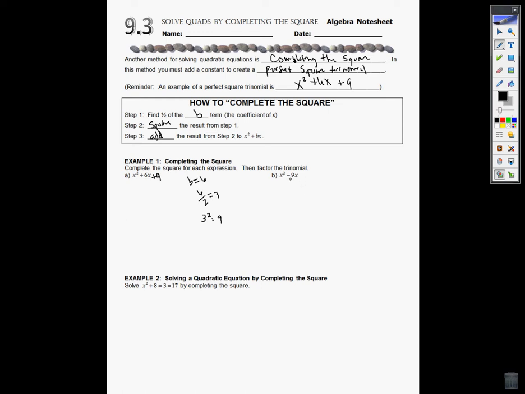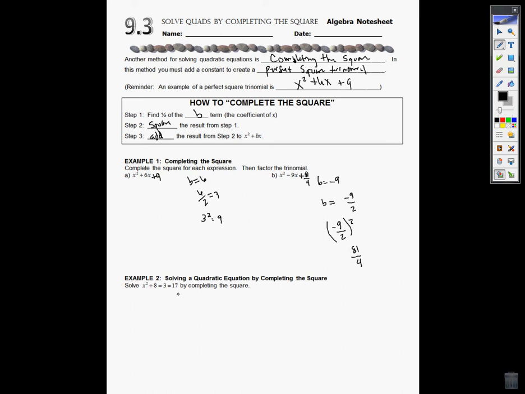Easy enough? Let's try it again. My a term is 1, my b term is negative 9. What I'm going to do is cut it in half. So negative 9 over 2, no reason to make it any more complicated than that. And then I'm going to square it. Negative 9 over 2 squared makes a positive 81 over 4. And that is the number that I would add to both sides here: plus 81 over 4. Easy enough? Cool. So now let's go about solving this equation by completing the square.